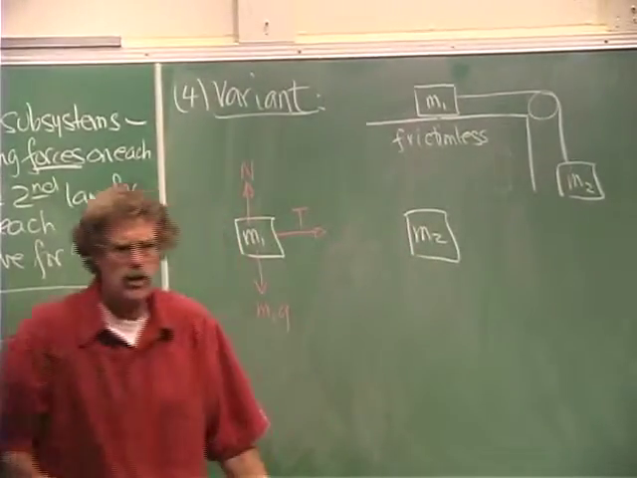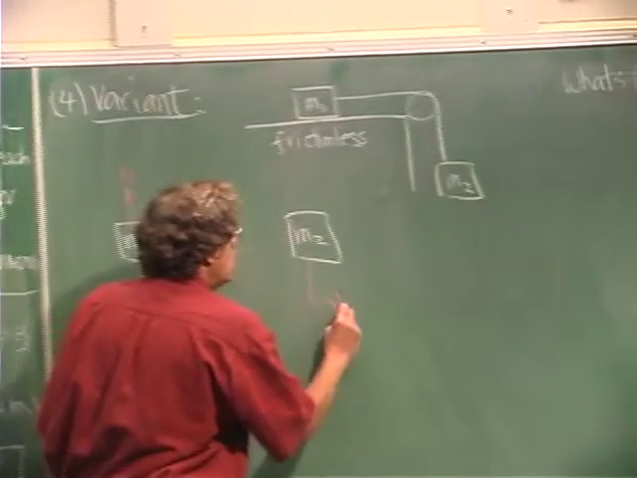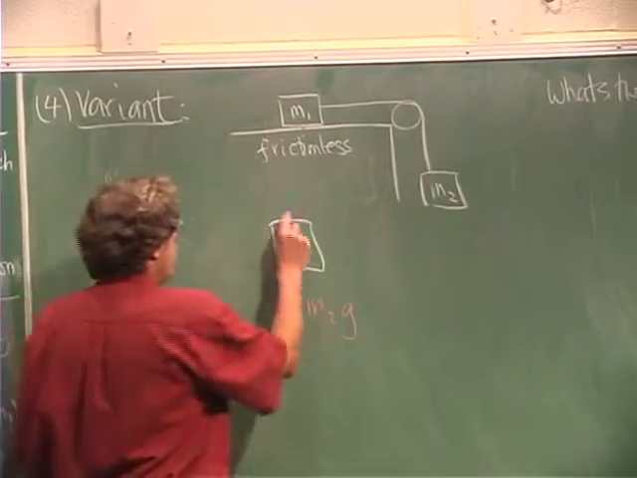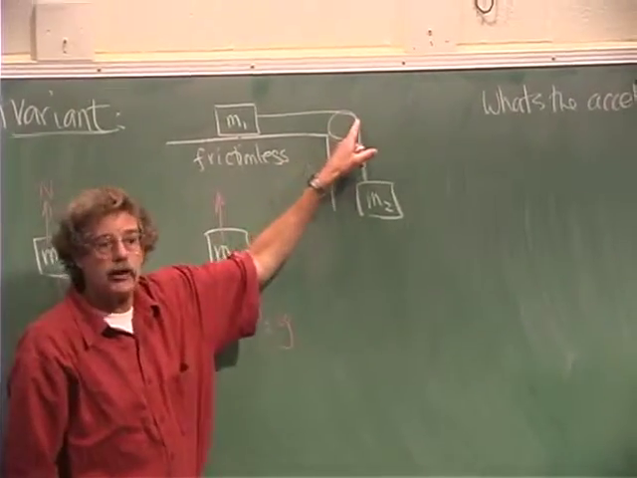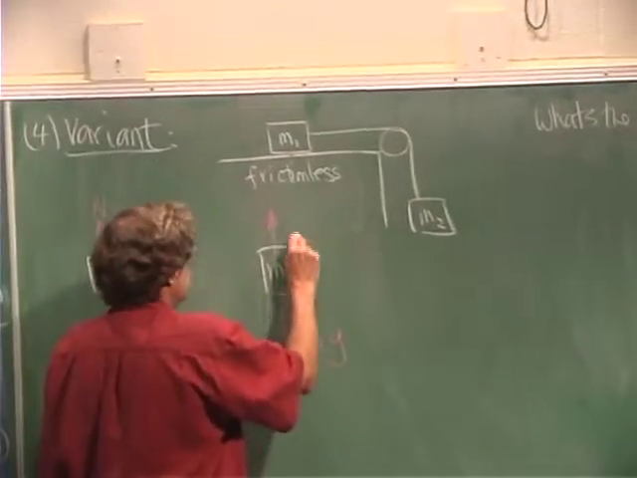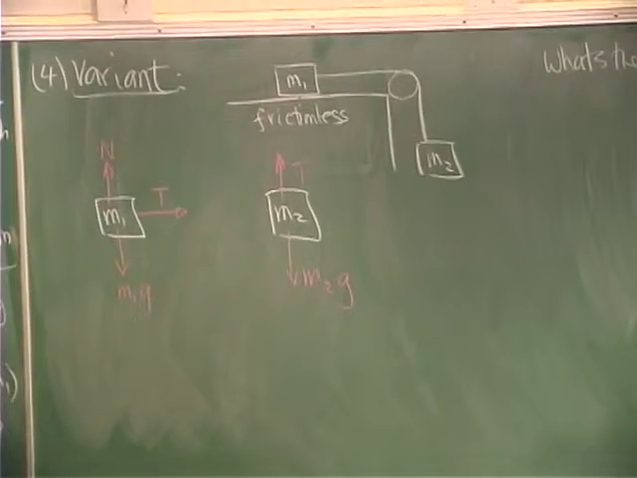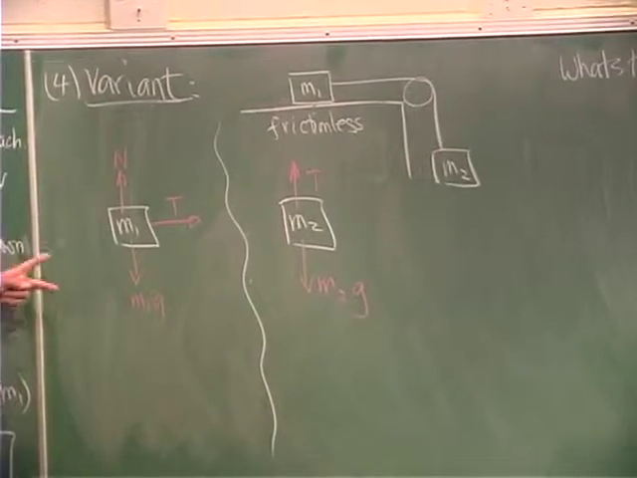How about M2? What forces act on it? Weight. The weight acting down, M2g. What else? Tension. Tension pulling up. Same tension? Yes, because that's a massless, frictionless pulley there, and the rope is massless. I didn't say it, I was assuming. So there's T. Anything else? Nope, that's it. Okay. Write the equations of motion.